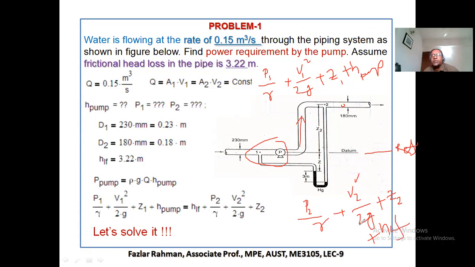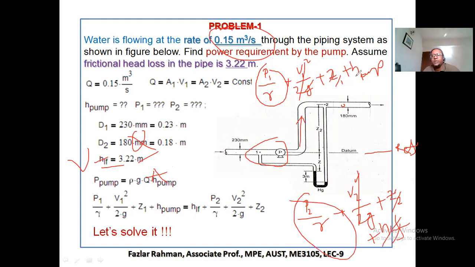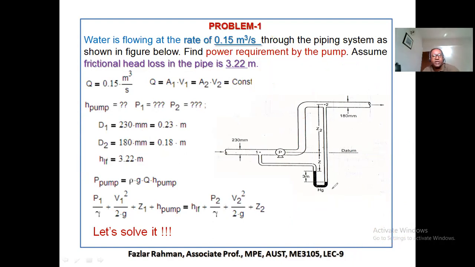Now, how will we figure out V2 and V1? You see, Q is given. We know V equals Q by A. So easily we can figure out V1 and V2. HLF you know. Z1 and Z2 are given, so you can figure out Z1 and Z2. So H pump is a function of P1 by gamma and P2 by gamma. That means if you take H pump to the left side, there will be P2 minus P1 divided by gamma. So you need to figure out the pressure difference between the 2 points. How will you figure out the pressure difference? By the manometry. So let's see how you can use Bernoulli's equation with frictional head loss.